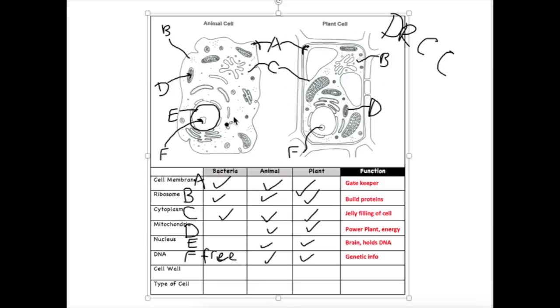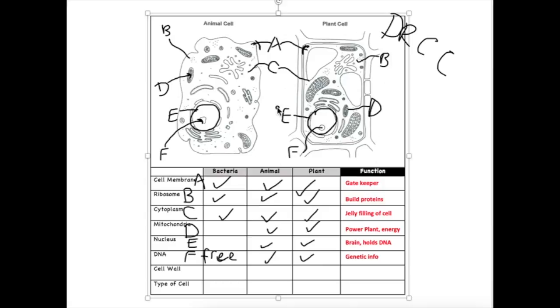Now what we're going to do is label it on the animal cell. So there's your nucleus. Label it E. And over here on your plant cell, that's going to be right here. Again, the thing that's holding that DNA right there in the middle. It's going to control all of the functions of that cell.